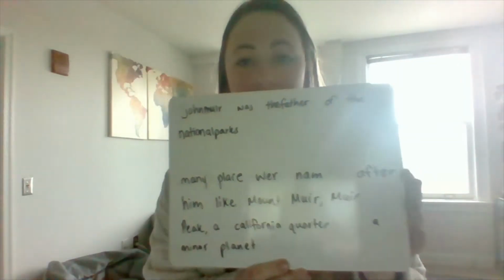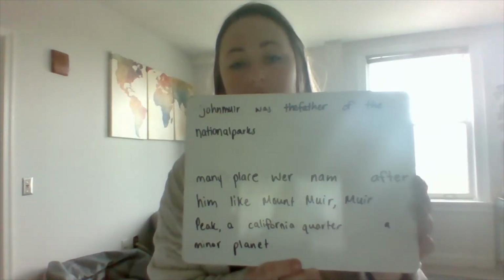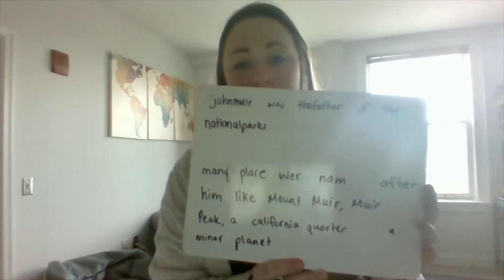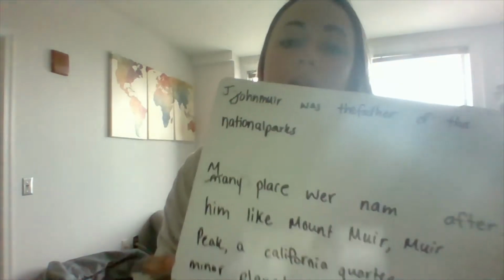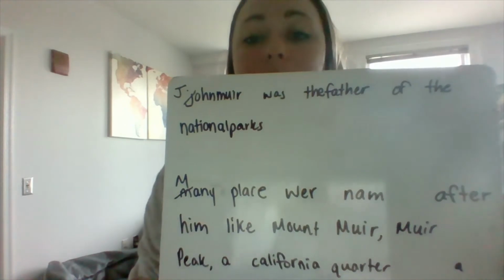All right, my first one. John Muir. Oh, I already see an issue. That J needs to be a capital J. So I'm going to cross it out. I'm going to fix it. And I see on my next sentence, already my sentence needs to start with a capital letter, so I'm going to cross out that M and make it a capital M. So the 2 sentences that I had to fix: capital J and capital M to start my sentences.